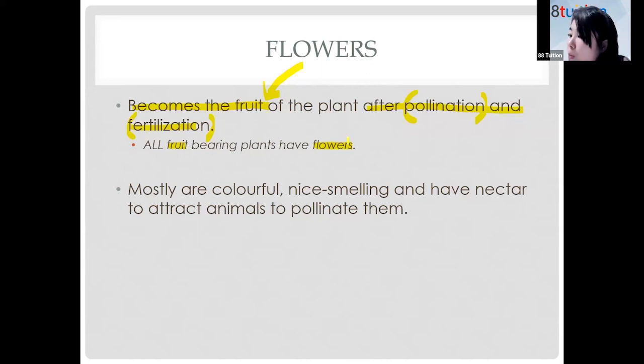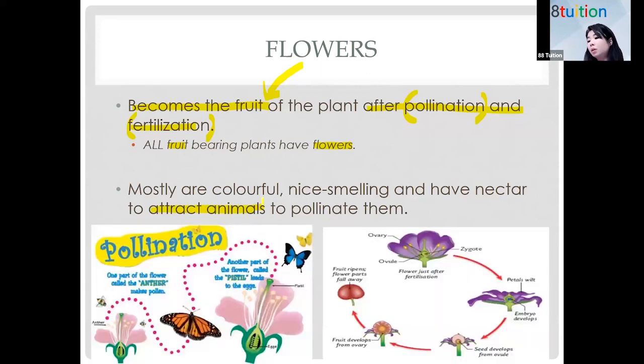All right. So mostly flowers, they are colorful, nice smelling, and they have this sweet nectar within them to attract animals. So this is the main function of flowers. Okay. So the processes of pollination and fertilization is basically classified under the chapter of reproduction in plants, and that will be a topic in P5. So you will learn that in P5.